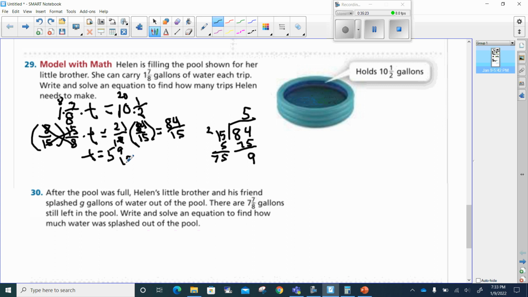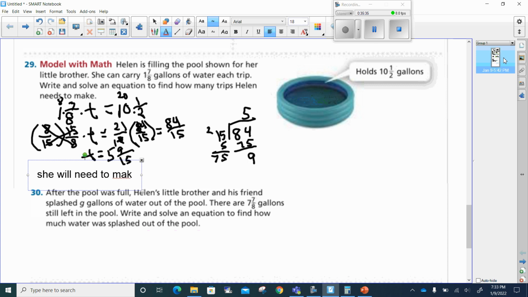So that means she will need to make 6 trips. So just type this out. She will need to make 6 trips to fill the pool. All right, and that should be it for that one.